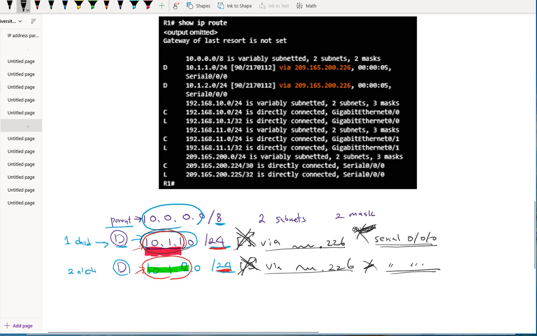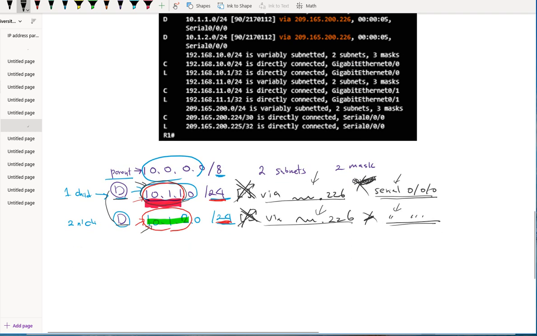Okay, so that's what this D really means. The router R1 learns that to get to this red network and this green network, you have to go through this next hop IP address and through this serial interface, which makes sense, right?